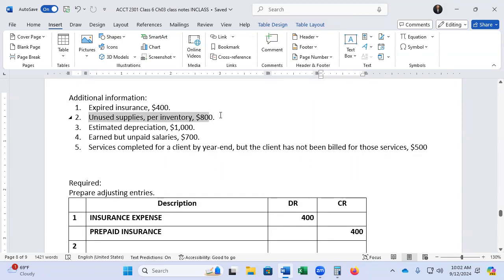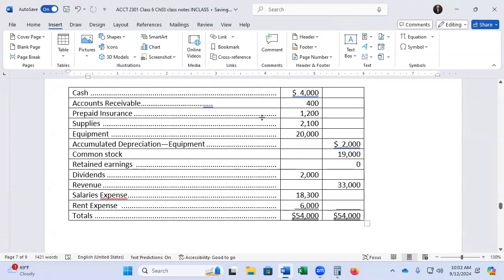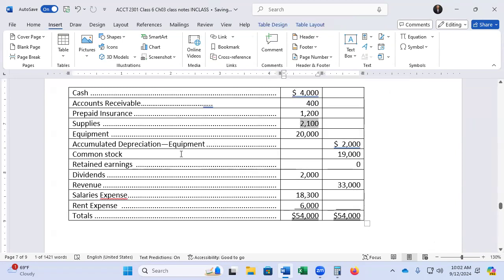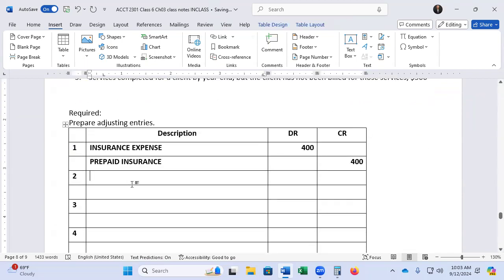Okay. Here we have unused supplies for the inventory of 800. So we have to go back and say, okay, what did we have in supplies? 2,100, right? But only have 800 left. 2,100 minus 800 means we used 1,300. So our second entry would be supplies expense, and we're reducing supplies here by 1,300.